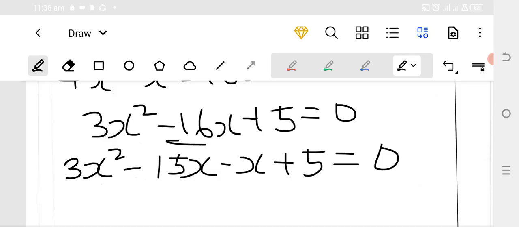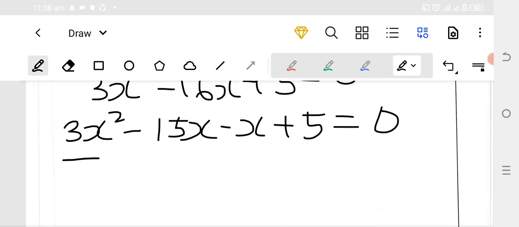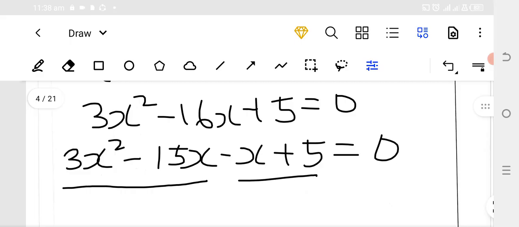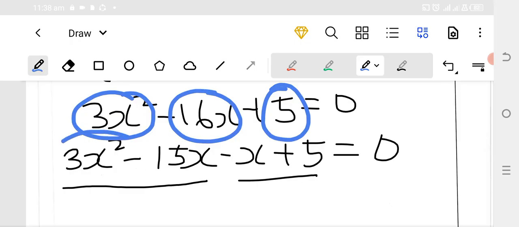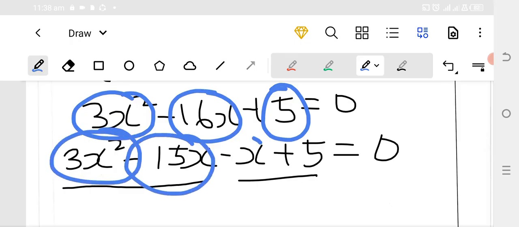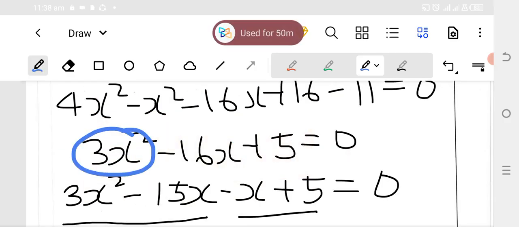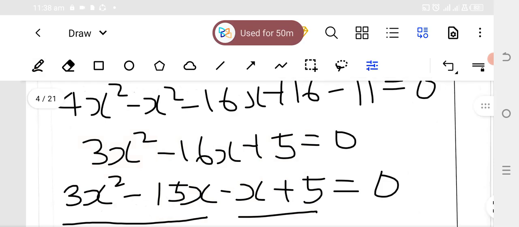What we have done, instead of writing negative 16x, we are writing minus 15x minus x, which is the same thing. To continue, we factorize by grouping, so we factorize this and this. What we have done is we have effectively formed 4 terms. A term is separated by a plus or minus sign, so the way we count terms is like this. This is the first term, this is the second term, this is the third term. Now we have formed the first, the second, the third, and the fourth, so we have formed 4 terms. And we are going to simplify like that.